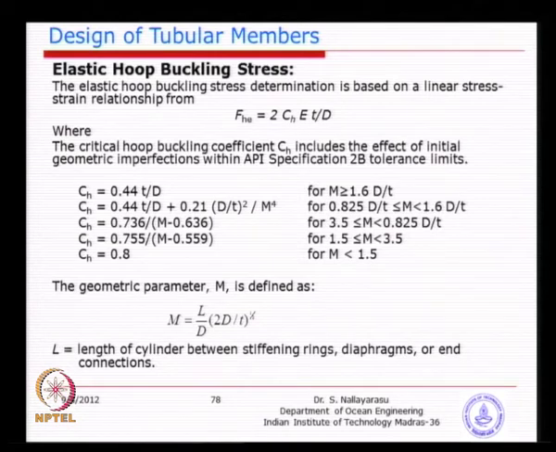Basically what we need to do is apply the hydrostatic pressure externally. This formula is very similar to what we have seen earlier, the hoop stress due to applied axial stress. The only difference is the coefficient C, instead of 0.3 that we took earlier, it will be calculated based on the d by t ratio.